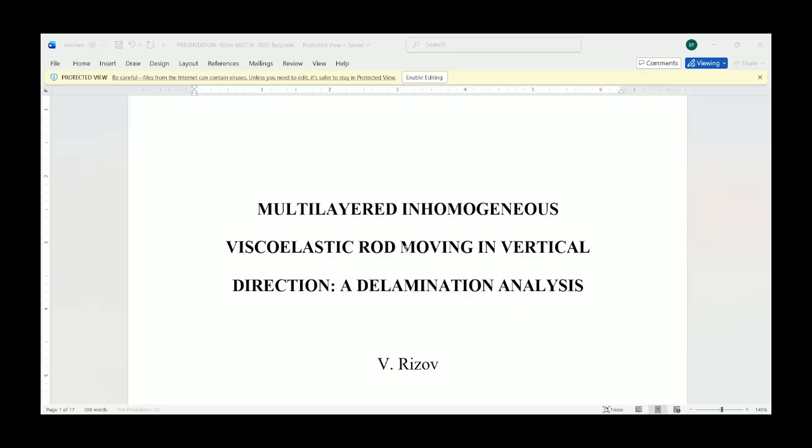This paper is focused on the delamination analysis of a multilayered inhomogeneous rod moving vertically upwards. The rod acceleration is known, therefore the inertia loading acting on the moving rod can be determined by applying the principle of D'Alembert. The inertial loading is distributed non-uniformly as a result of material inhomogeneity.